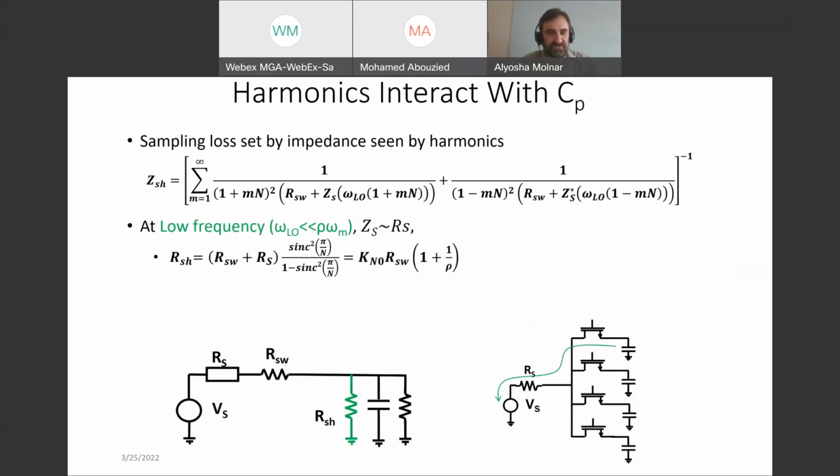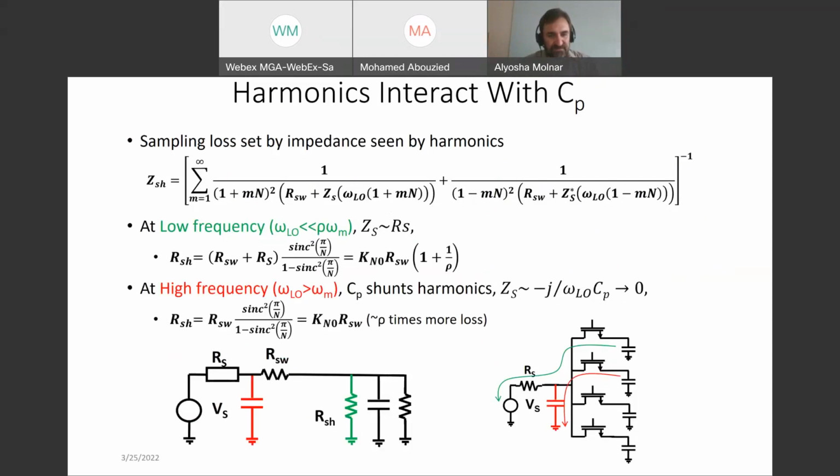This is a reformulation of the term I had before, where that k and o is just that sinc function, and then just R switch times the 1 plus 1 over rho. However, at high frequencies, now those harmonics are going to be shunted by the parasitic capacitance on the input, and so they won't see as much impedance. And therefore, when I do that sum, I'll get a larger number. And if I go to a sufficiently high frequency, what I get is that same k and o term, but just times R switch rather than times that plus Rs, which is about rho times lower. So I get rho times more loss, and my noise figure and everything else will be great.